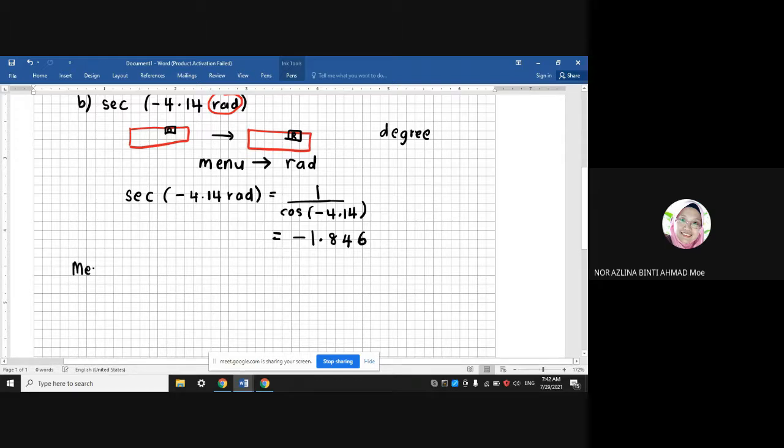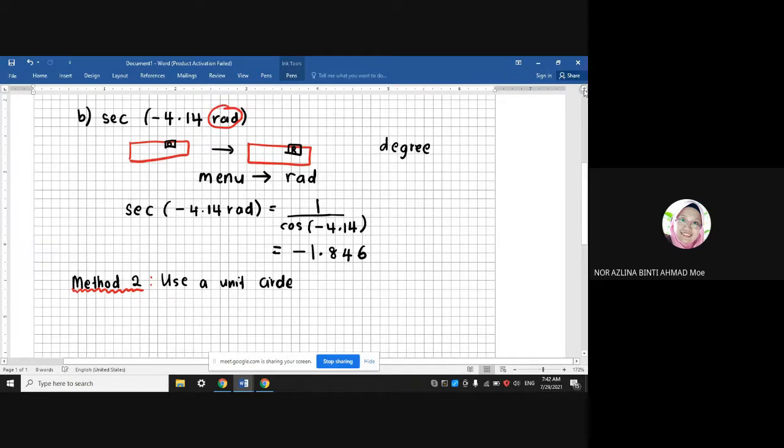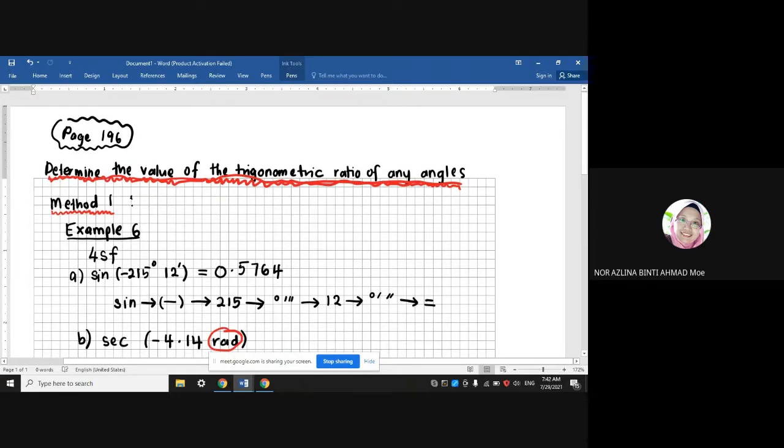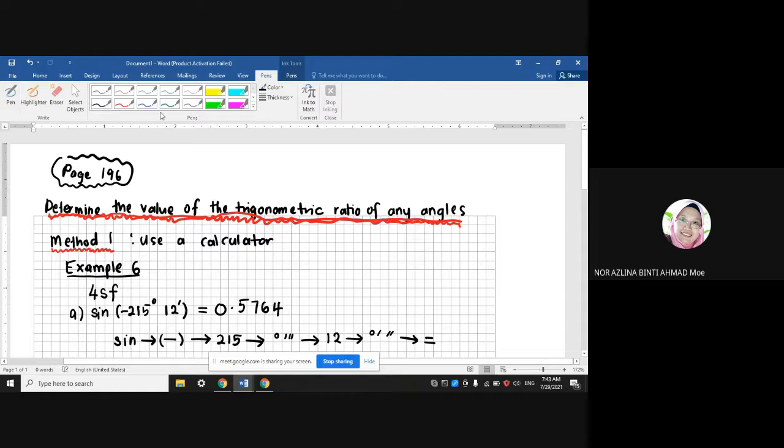Next, method 2. Okay, method number 2, use a unit circle. Just now, method number 1, use a calculator. Dia ada 4 method. So dengar betul-betul untuk keempat-empat method.